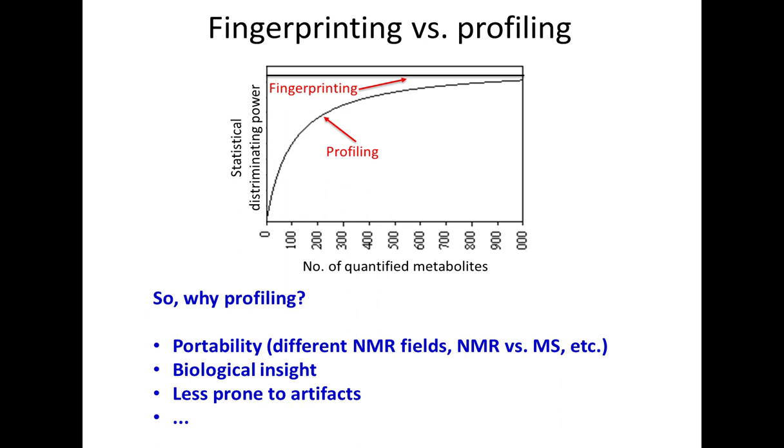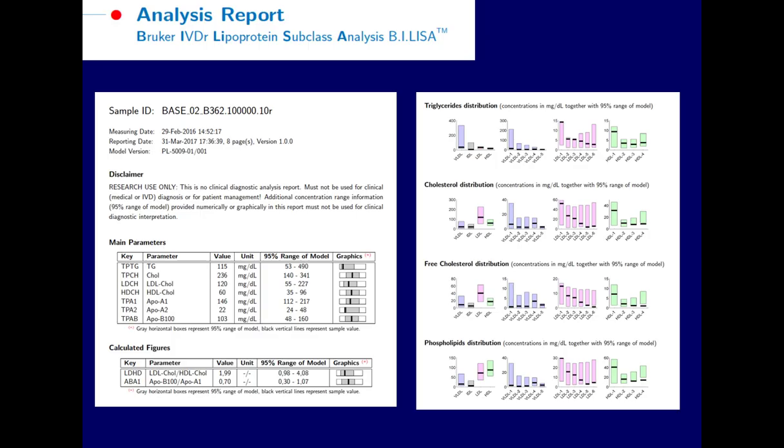And finally, profiling is less prone to artifacts than fingerprinting. If you have a strange preservative, for instance, in vials and so on, you may miss the presence of that by just not looking at the spectrum but doing fingerprinting, whereas if you look at metabolites one by one and quantify metabolites one by one, this cannot happen. So this is a great advantage.